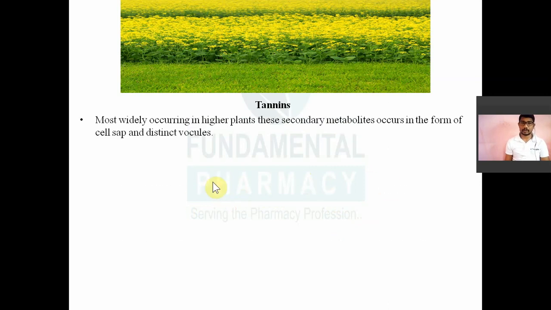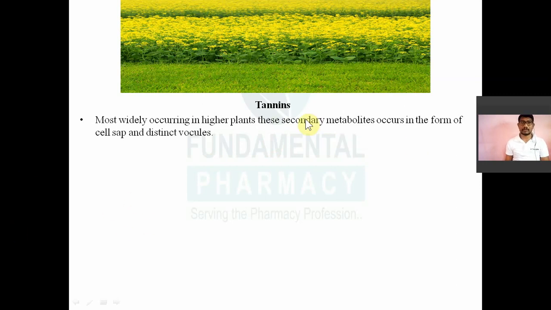So first of all, what do you mean by tannins? These are also secondary metabolites of plants, like your alkaloids and glycosides, and they are most widely occurring in the higher plants. These secondary metabolites occur in the form of cell sap. Cell sap means the space present. They occur mostly in the higher plants, in the form of cell sap.